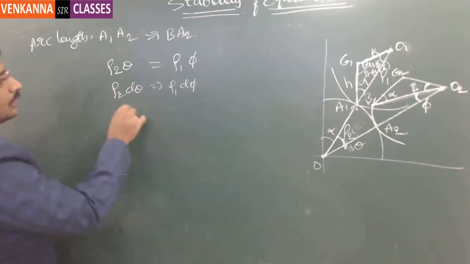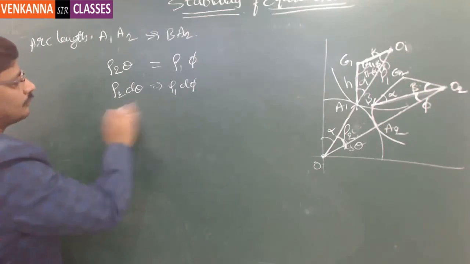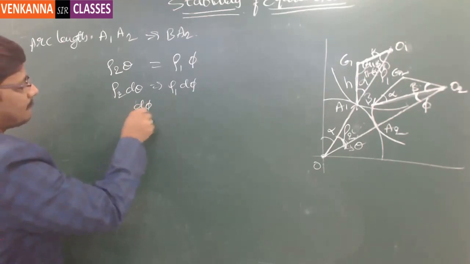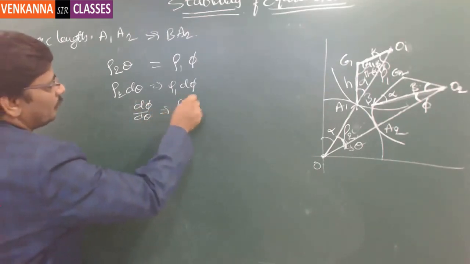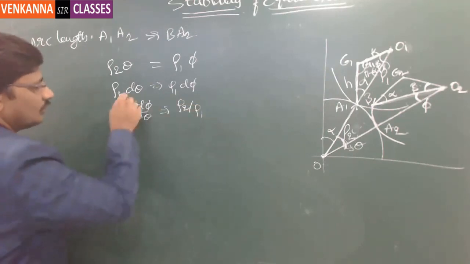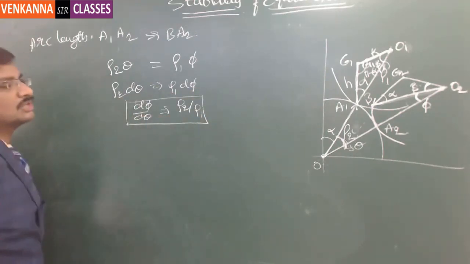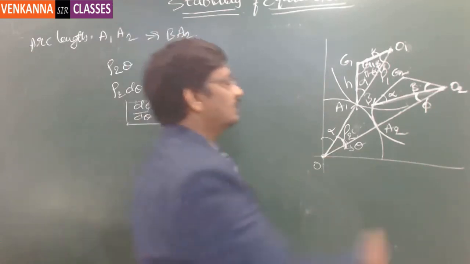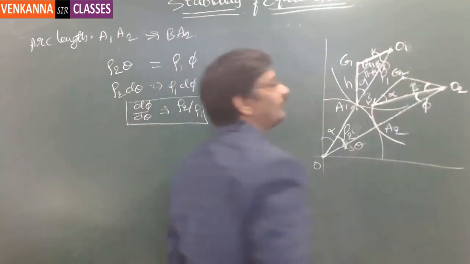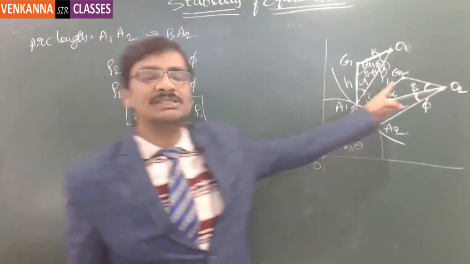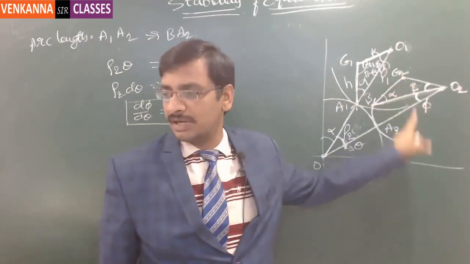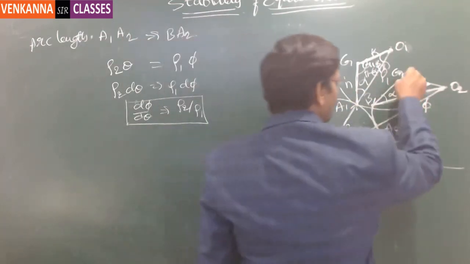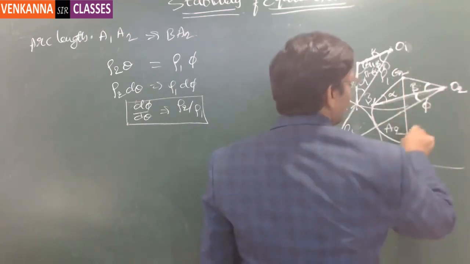So this is one relation, or d phi by d theta is equal to rho 2 by rho 1. This relation we are going to make use of down the line, so that's why we have derived it. Now this is the new center of gravity. I wanted to express this new center of gravity, which is at a height of z from the bottom.